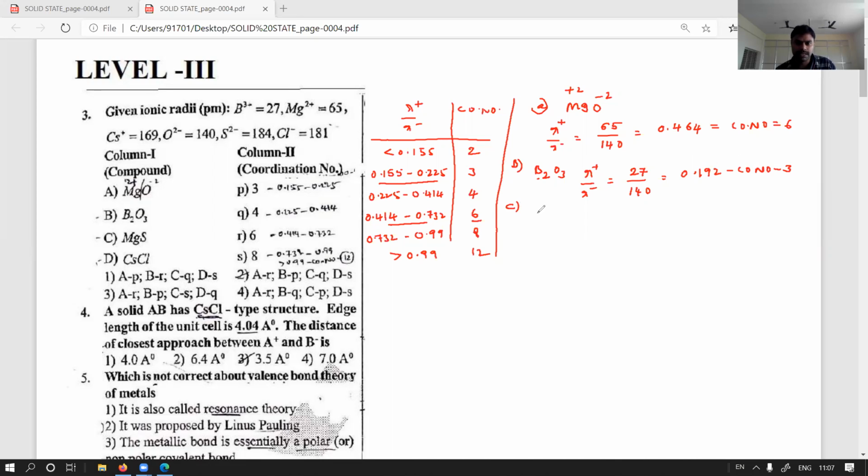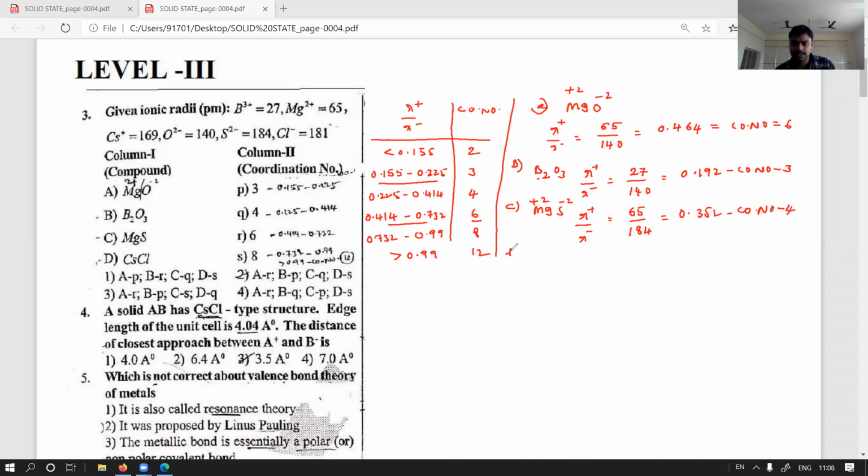Third one, magnesium sulfide, MgS. In magnesium sulfide, magnesium is the positive charge, sulfide is the negative charge. The radius of magnesium by the radius of sulfide ion is 65 by 184. Then we get 0.353, which is in between 0.225 to 0.414. Then the coordination number is 4.